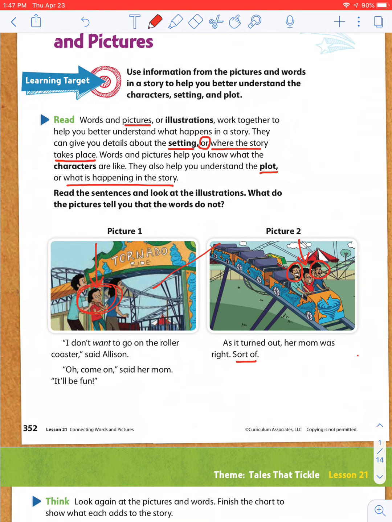Thank goodness that they showed me pictures and gave me words. Because when I first saw the words, it said, I don't want to go on the roller coaster. And by looking at her face, I was able to figure out why. And in picture 2, I was able to figure out what Mom meant by being sort of right. She was not happy being on that roller coaster. She was not having it.